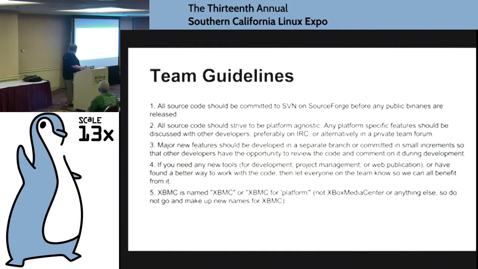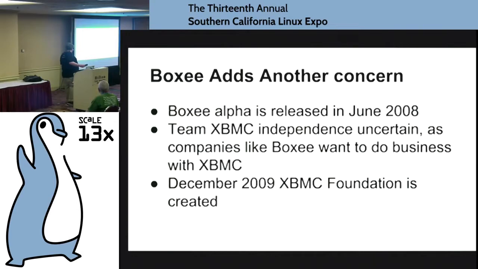But now let's look at another thing that happened. Around the same time, this is June 2008, a company called Boxy appeared. And Boxy is, or was, a for-profit company that was working on, in June 2008, making XBMC a platform that was social in nature. Obviously, they pivoted a couple times.